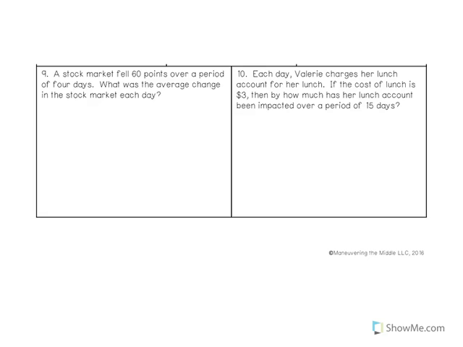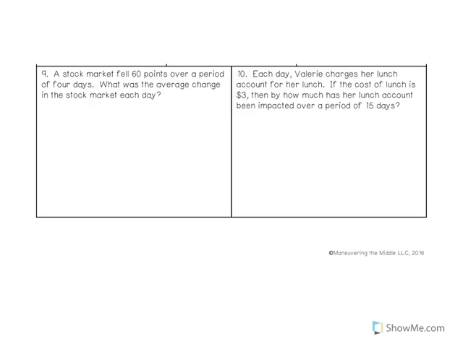Okay, so the last thing we're going to take a look at is homework assignment number 6. These are the two word problems that are on your assignment, so you can look at these, and when you do your work you can copy these down if you want to. Hopefully you'll remember how to do them. So, the stock market fell 60 points over a period of 4 days. What was the average change in the stock market each day?